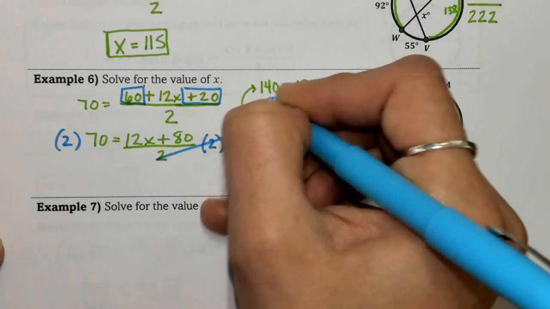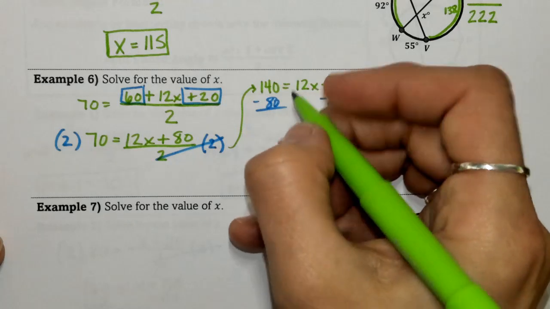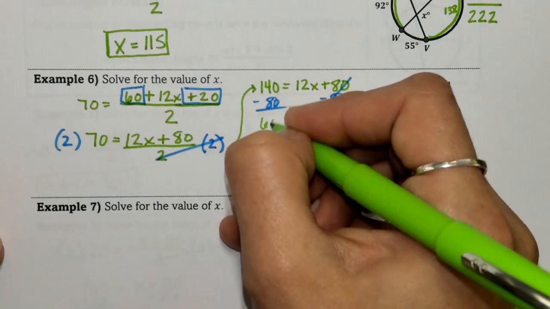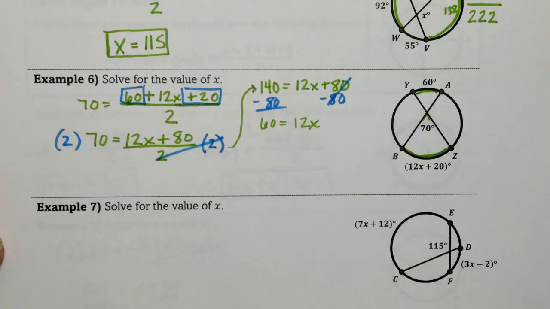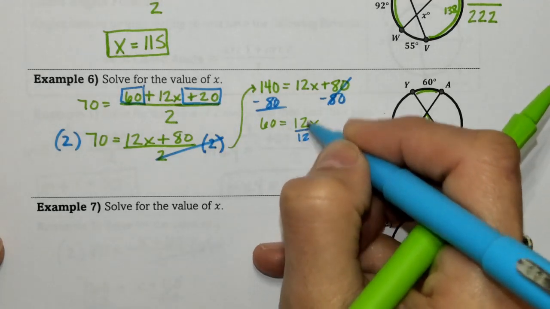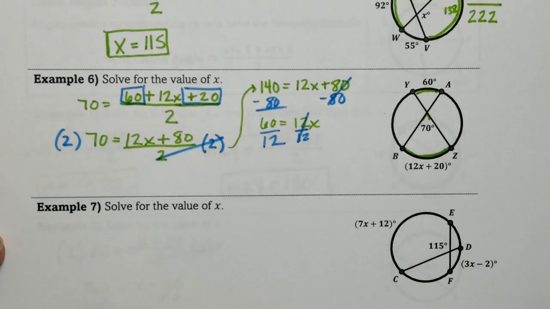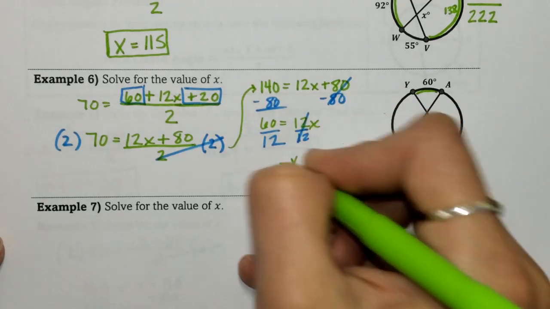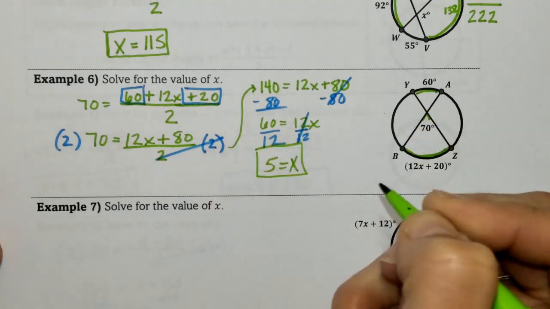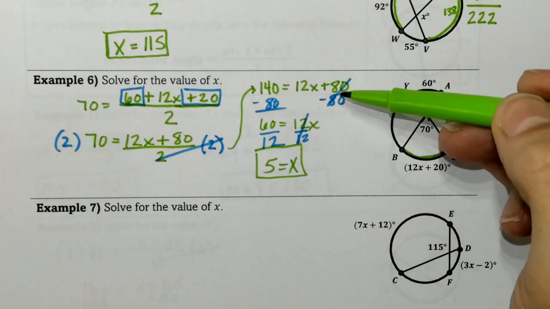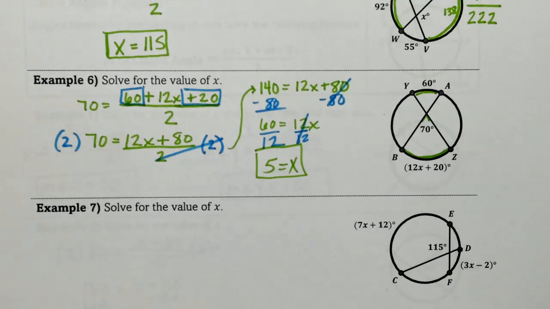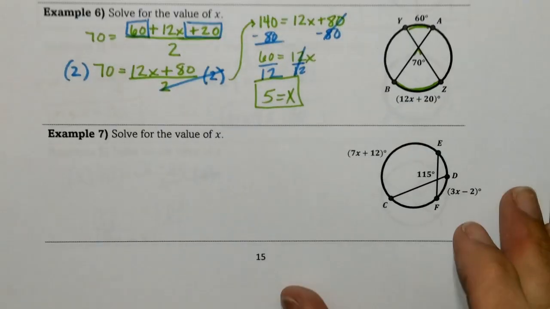Okay, we subtract that 80. We're going to end up with 60 equals 12x. And then we divide, and x is going to equal 5. Okay, so once we got up to this point right here, 140 equals 12x plus 80, all we're doing is our generic solving for x.